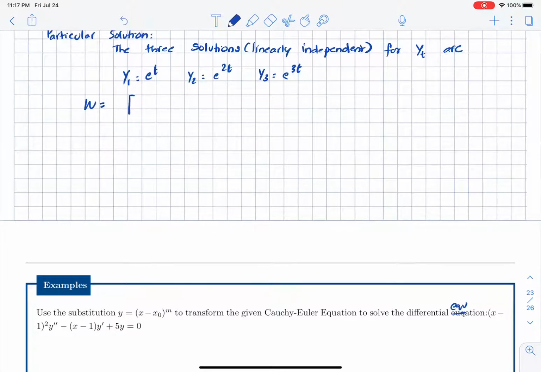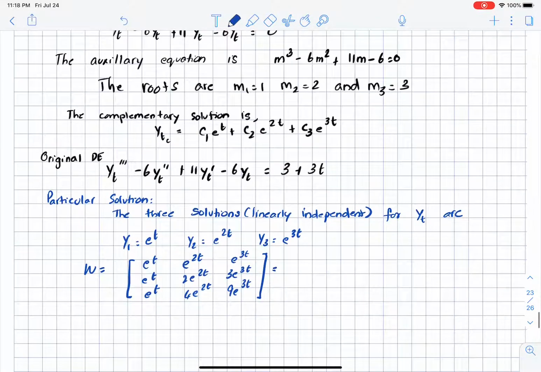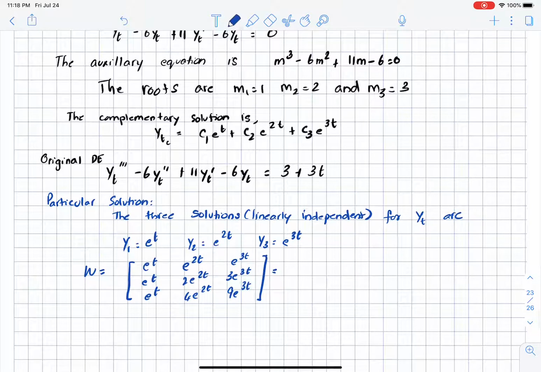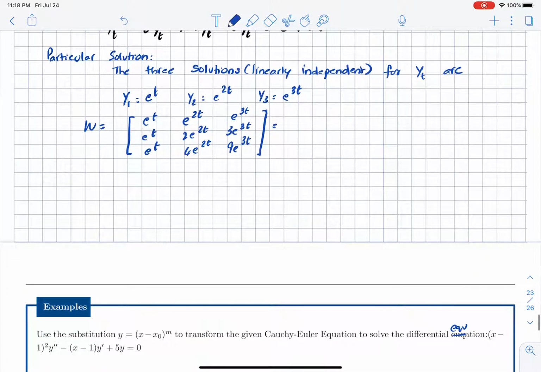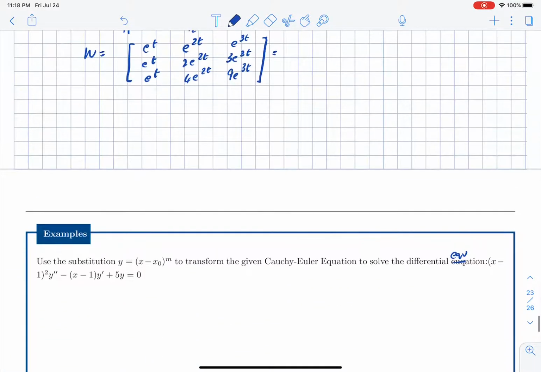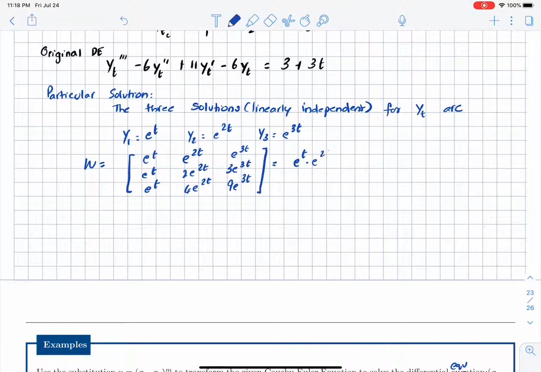So the Wronskian would be e raised t, e raised t, e raised t, e raised 2t, 2 e raised 2t, 4 e raised 2t, e raised 3t, 3 e raised 3t, 9 e raised 3t. Oh, sorry, bad math. Now we know we could pull out identical terms. So e raised t can come out, e raised 2t can come out, e raised 3t can come out, leaving 1, 1, 1, 1, 2, 4, 1, 3, 9.